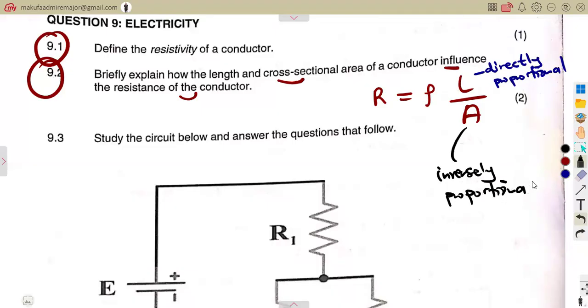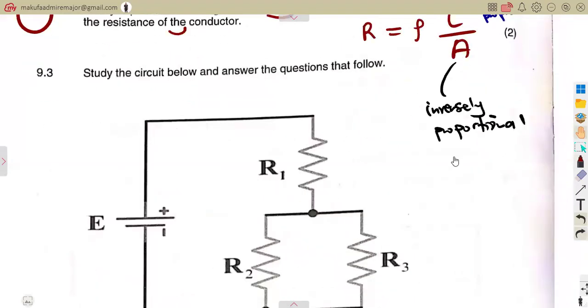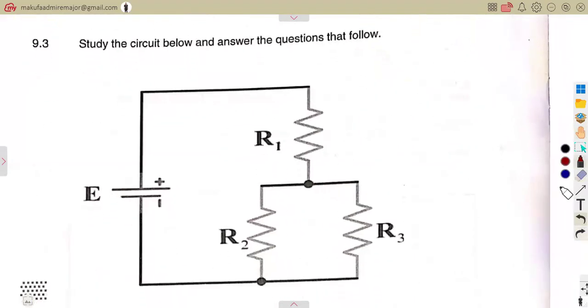Meaning to say, as the length increases, the resistance also increases. But as the area increases, the resistance decreases. That is what it means to be inversely proportional. As one is increasing, the other is decreasing. But for the length, an increase in length gives an increase in resistance. So that's what they wanted there, to tell the relationship.